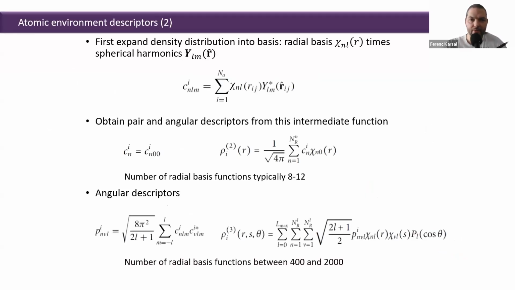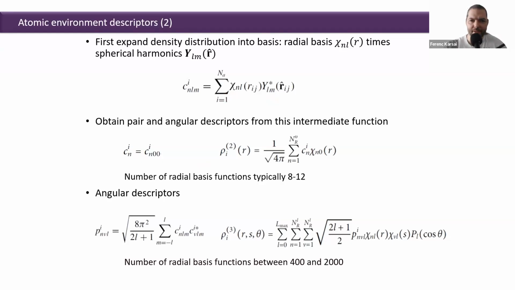So now we see how these descriptors are constructed. First, we expand the density distribution in a two-body auxiliary basis C with indices I and Lm. I will call them C and Lm since the central atom I is more or less implicit in the rest, because we always need it. These C and Lms are then expanded into radial basis chi and spherical harmonics.